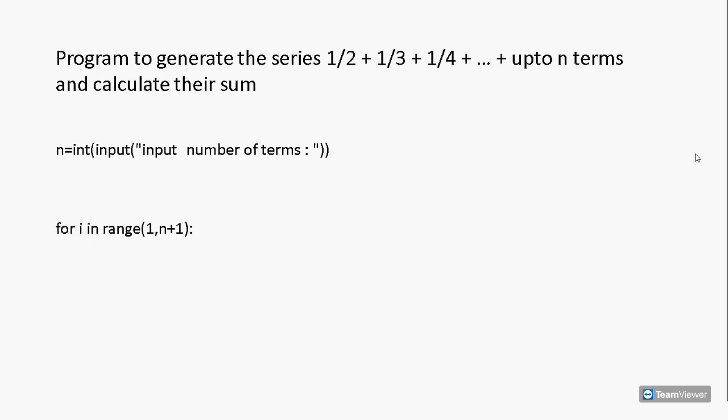So for the first time when the loop runs, 1 will be assigned to the loop variable I, but we need to generate the term 1 by 2. How can we do that? Simply by calculating the value of 1 divided by I plus 1. Next time the loop runs, I will have a value of 2 and 1 divided by I plus 1 would make 1 divided by 3, which would be the second term of the series.